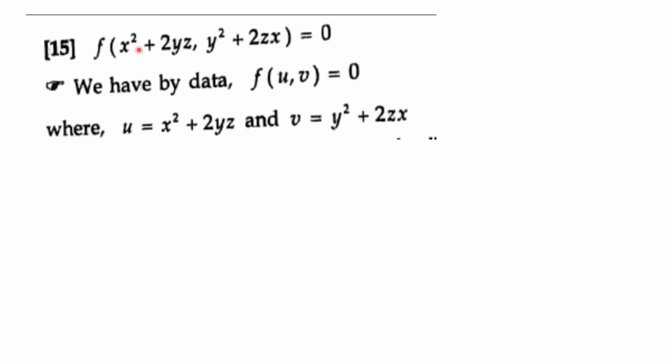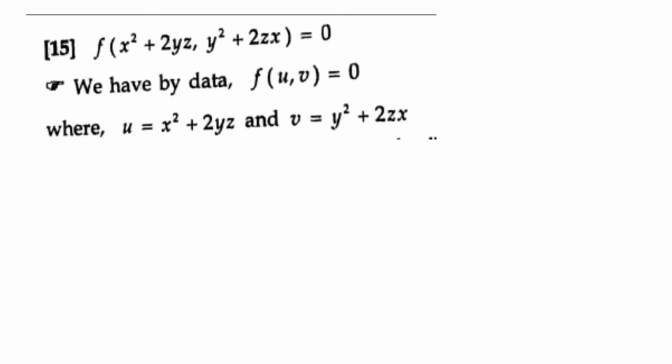So f of x squared plus 2yz comma y squared plus 2zx equal to 0. So this is of the form f of u comma v equal to 0. Compare the two, denote this as equation 1. So where u is equal to x squared plus 2yz and v is equal to y squared plus 2zx. So denote this as equation 2. Let f of u comma v equal to 0 be equation 1, and let u and v, whatever we have represented as, be equation 2.